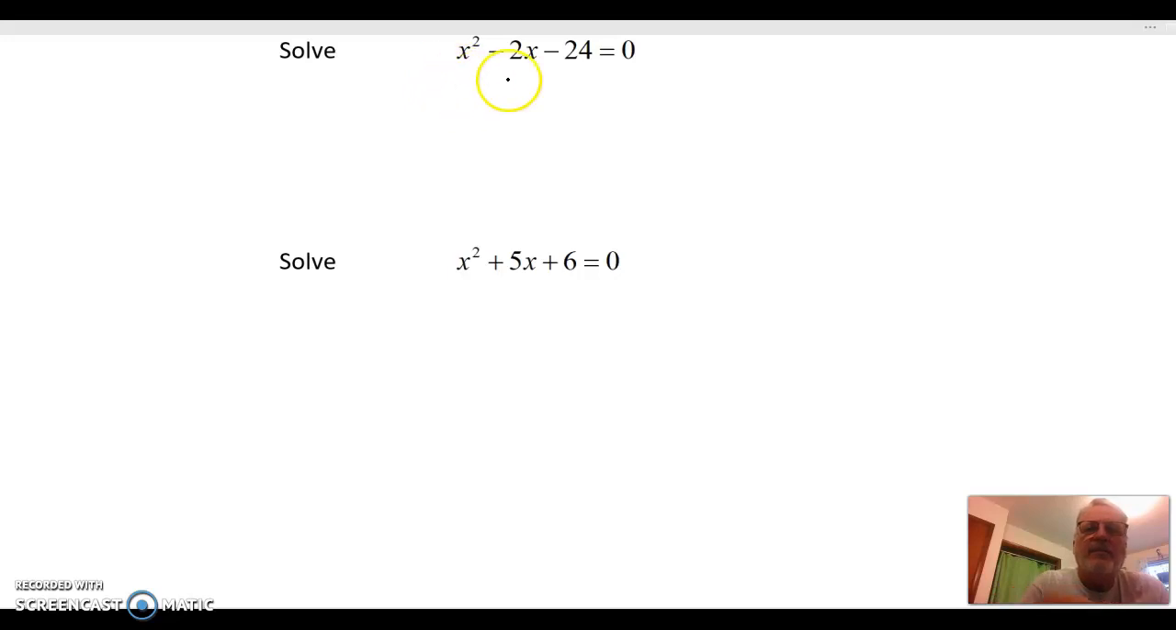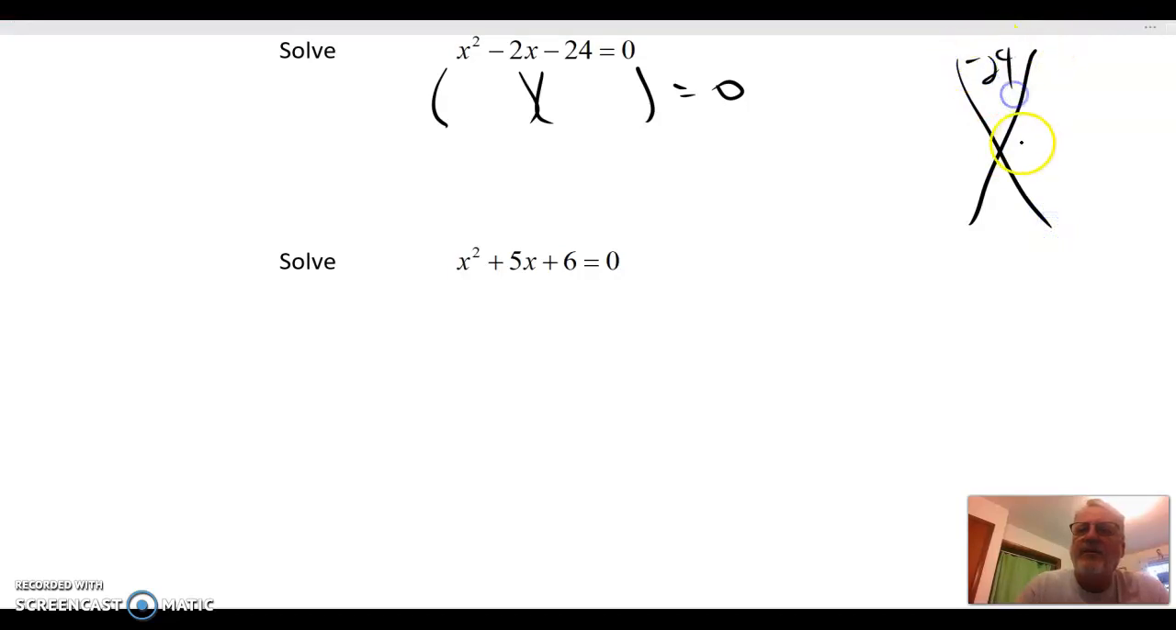Okay, so here's one where you are going to have to factor it. Okay, so there's no GCF, so I'm going to put two sets of parentheses down here. I need factors of negative 24 that add up to be negative 2. Factors of negative 24 that add up to be negative 2, that would be something like negative 6 and positive 4. Negative 6 times positive 4 is negative 24, and negative 6 plus 4 is negative 2. So that means I'm going to have x minus 6 and x plus 4.